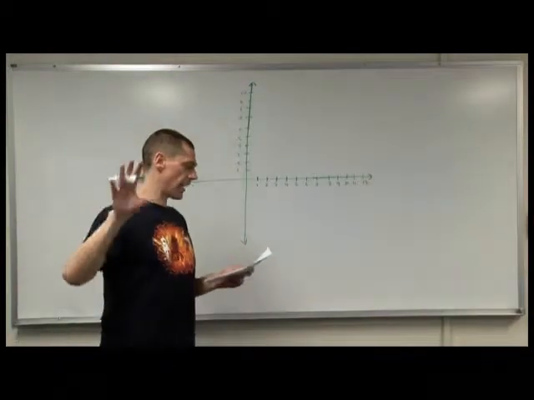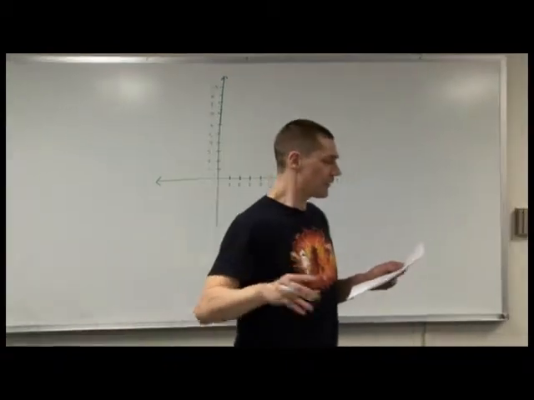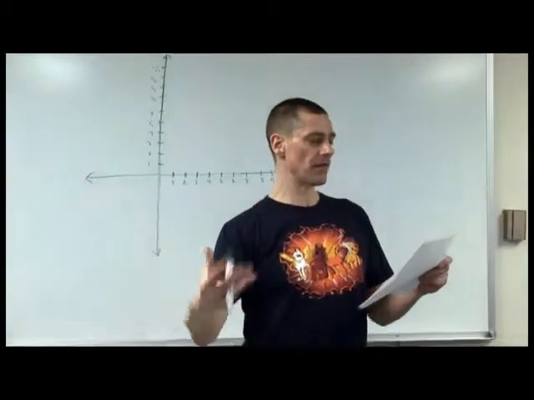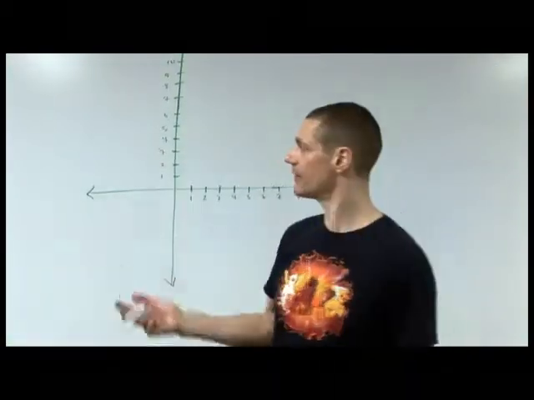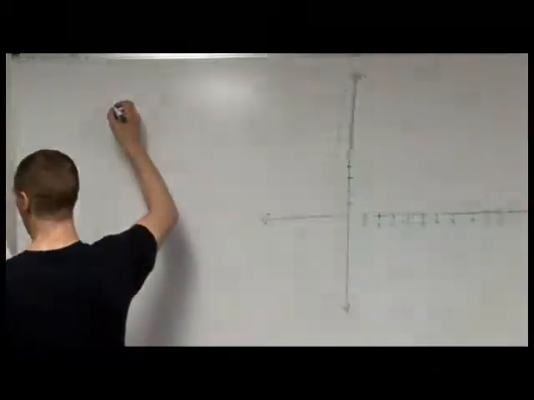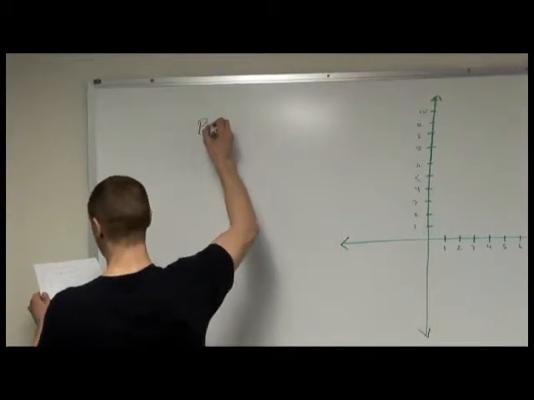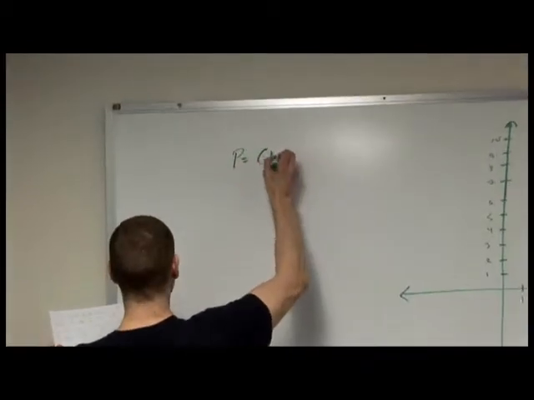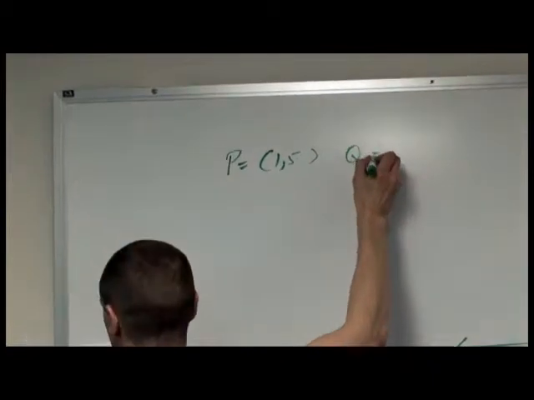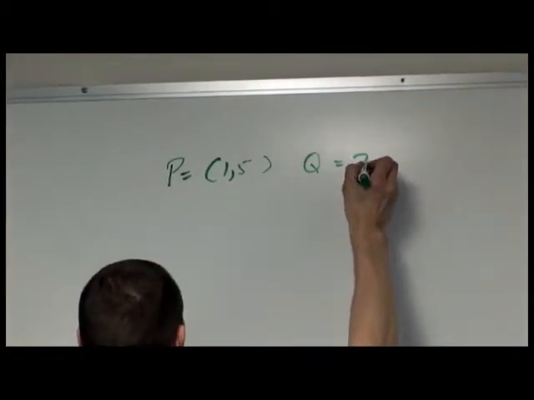Okay, problem like you're going to have to do. It says find a vector with the origin as an initial point that is equivalent to PQ. So what they do is they say P is the point 1 and 5, and Q is 7 and 11.